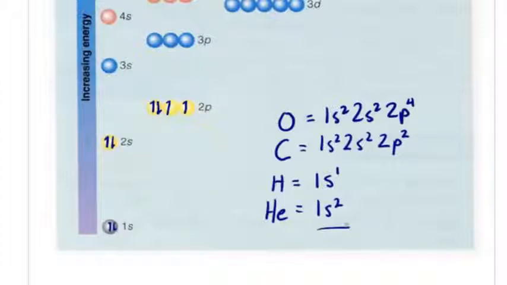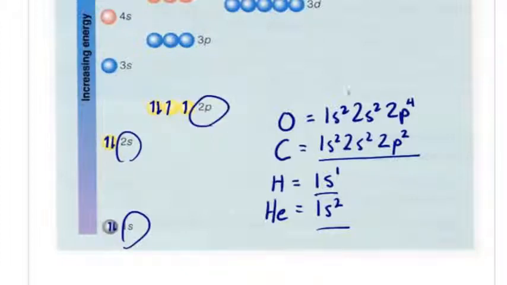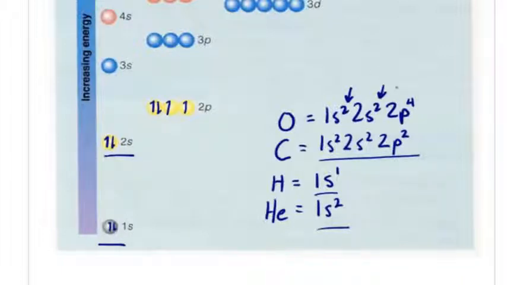All you're doing is writing the sublevel, and then with superscripts showing how many electrons are in each sublevel. So for oxygen, we've got 2 electrons in 1s, in 2s there's 2 electrons, and in 2p there's 4 electrons.